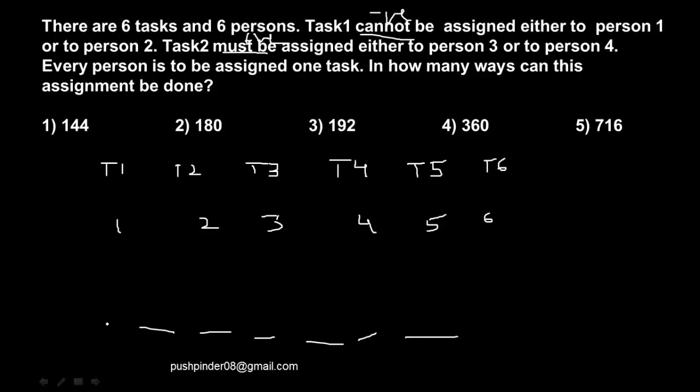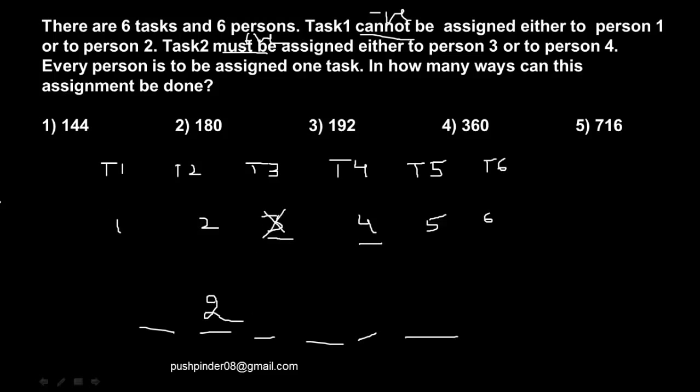Now let's satisfy the positive condition first. Task 2 must be assigned either to person 3 or to person 4. So how many ways are there to assign task 2? There are 2 ways. It can be assigned either to person 3 or to person 4.